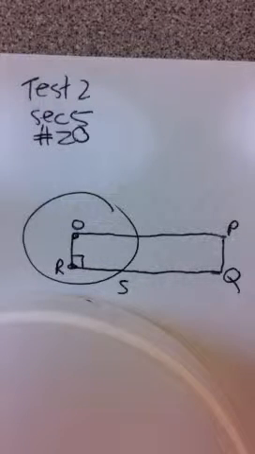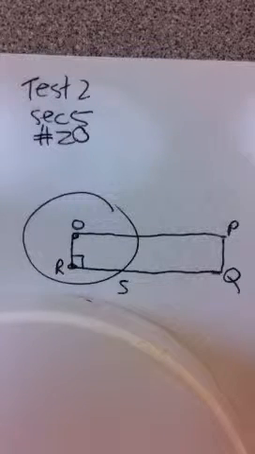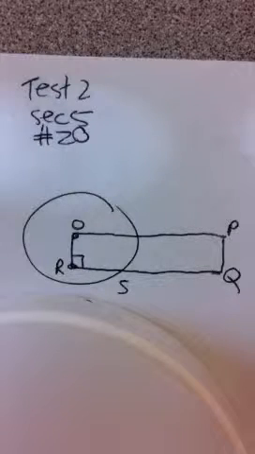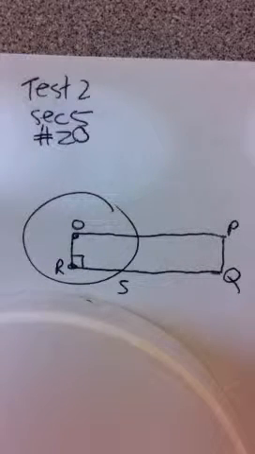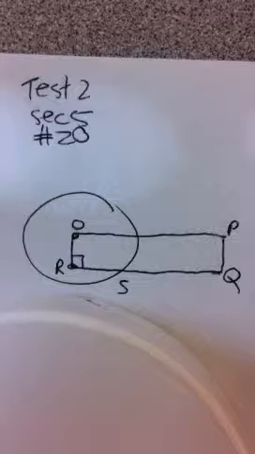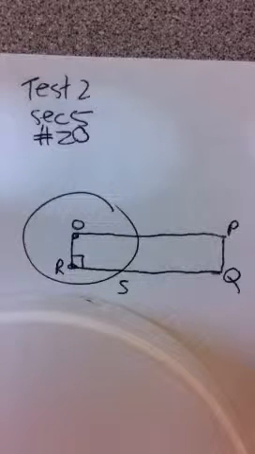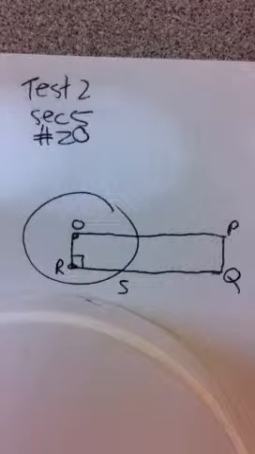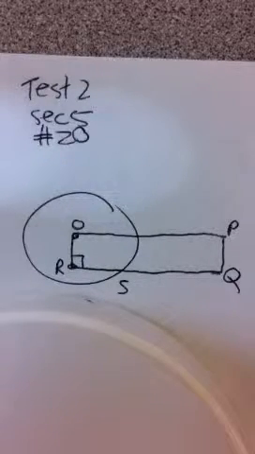This is Kaplan SAT Test 2, Section 5, Number 20. Number 20 says, the figure above shows a rectangle with one of its vertices at the center of circle O. If rectangle OPQR has a perimeter of 22, OP equals 8, and RS equals 3, what is the area of the circle? Alrighty, so the question asks us, what is the area of the circle?